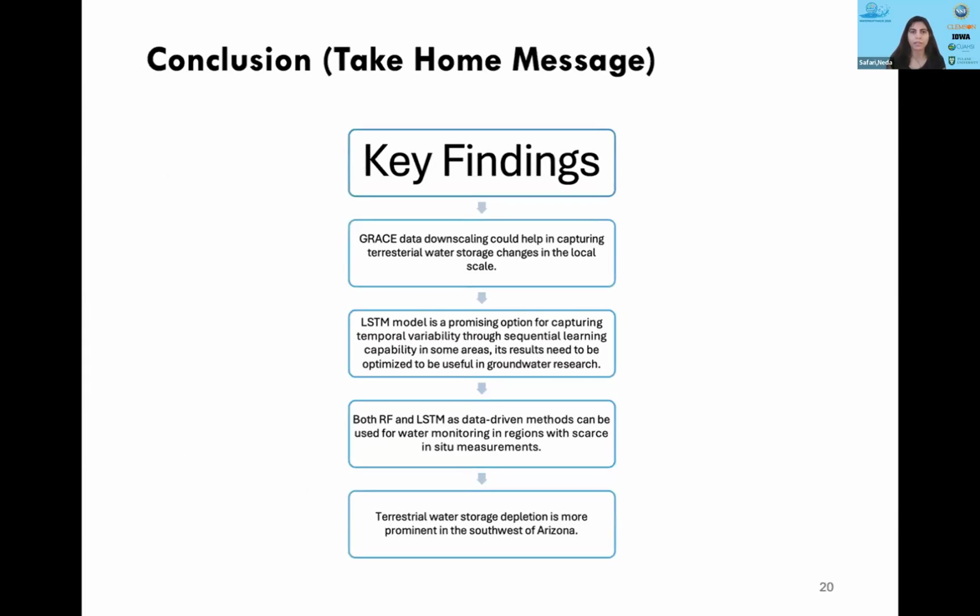And our key findings are that GRACE data could help in capturing groundwater storage data at regional or local scale. LSTM is promising for capturing temporal variability in areas that don't have enough data, and in arid areas, both RF and LSTM are data-driven models that can be used in addition to the in situ measurements for groundwater storage monitoring.